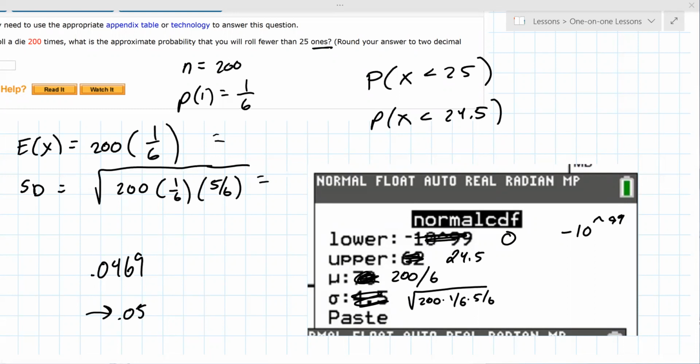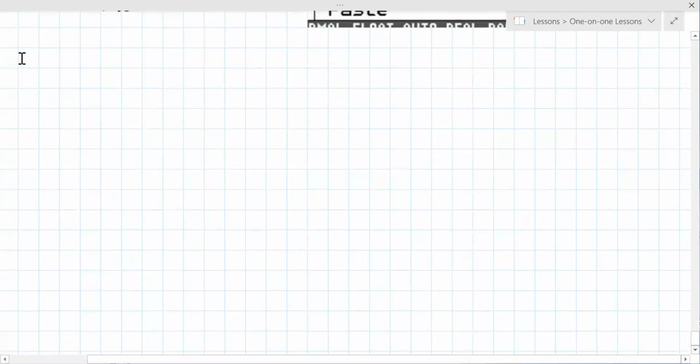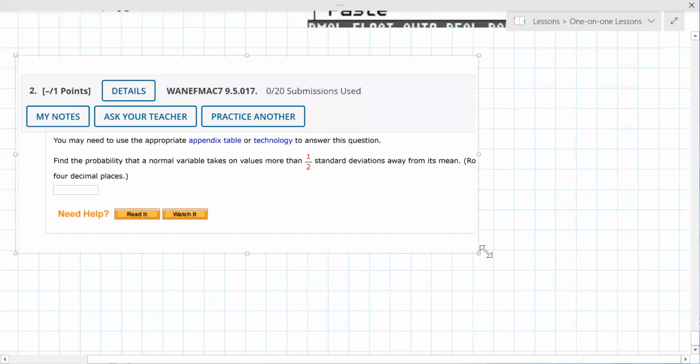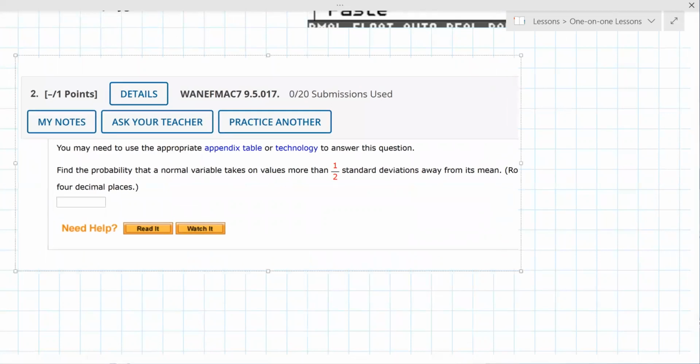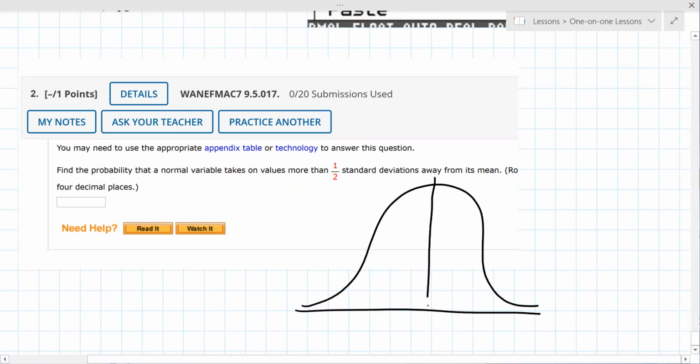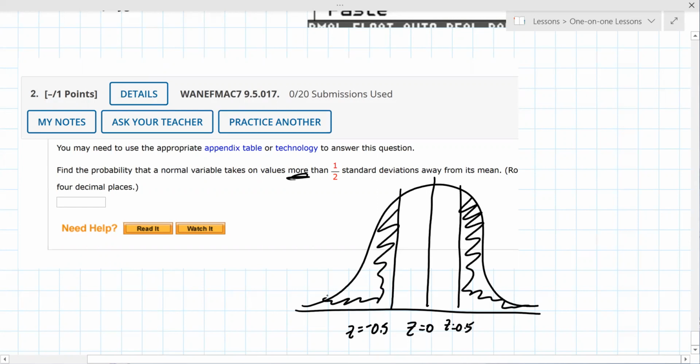I should have done this earlier, but it'll be pretty fast. I didn't realize it was part of normalizing. Find the probability that a normal variable takes on values more than half a standard deviation away from the mean. So what that means, here's your normal distribution. Here's z equals 0 right in the middle. Here's z equals 0.5. And here's z equals minus 0.5. So it says more than, so it wants all of this area and all of this area.